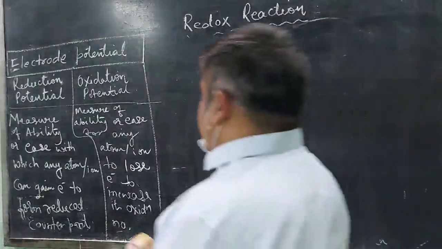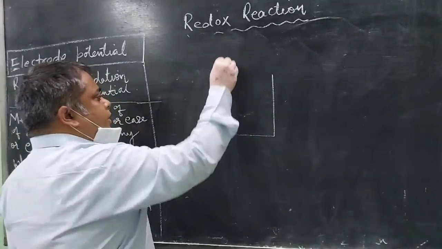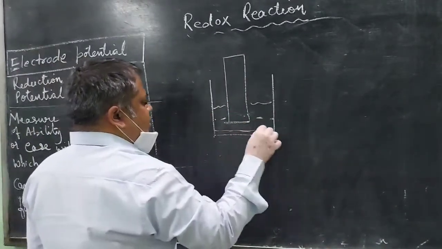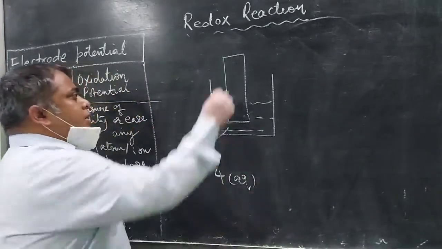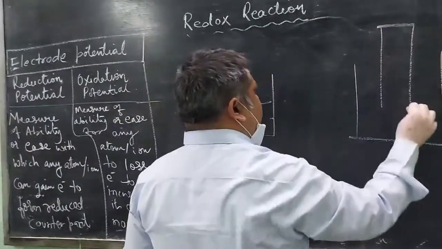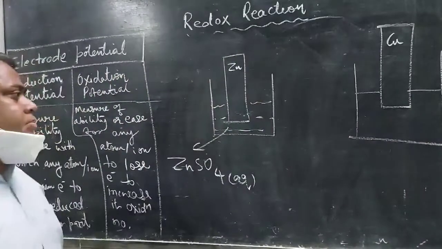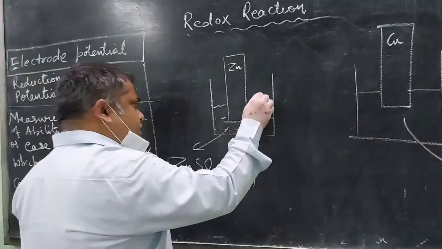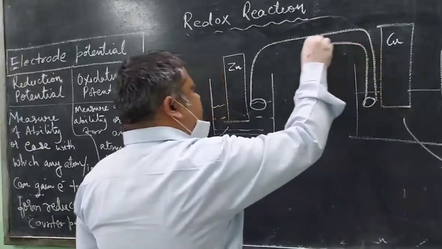Of galvanic cell. This cell you might have seen: in zinc sulfate solution, zinc is dipped, and in copper sulfate solution, copper is dipped. Both the solutions are connected with the help of a U-shaped tube called a salt bridge.